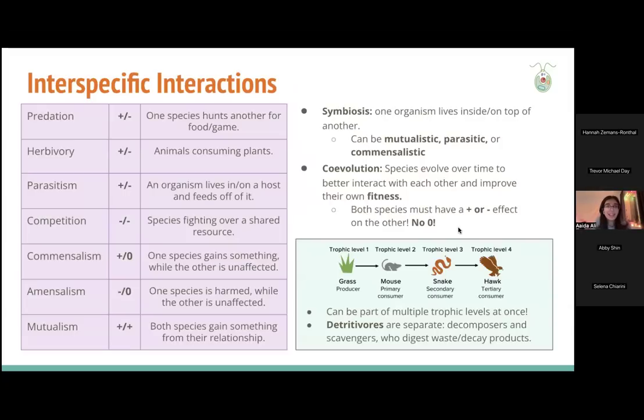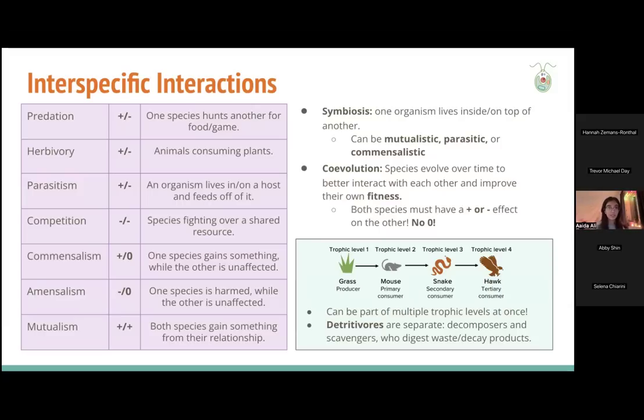Okay, so now we have interspecific interactions. And so in that chart there, we have a whole bunch of different interactions that you are responsible for knowing. So we can go through a couple of examples for all of them. One example would be predation. So that would be when a lion hunts a gazelle. So great for the lion, not so great for the gazelle. We also have herbivory, which would be like a bunny eating some grass.